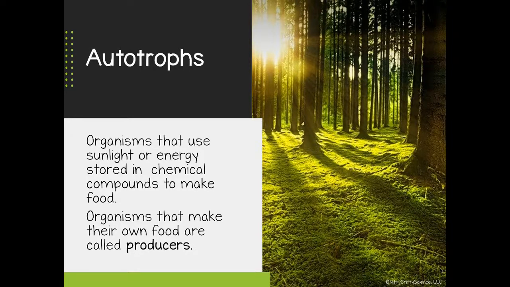But take a look at this picture. What kind of organisms do you think are producers that make their own food? That's right: grass, plants, flowers, algae. These are producers that use sunlight to make their own food.